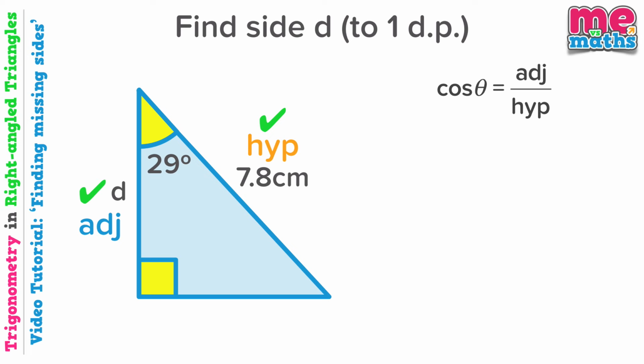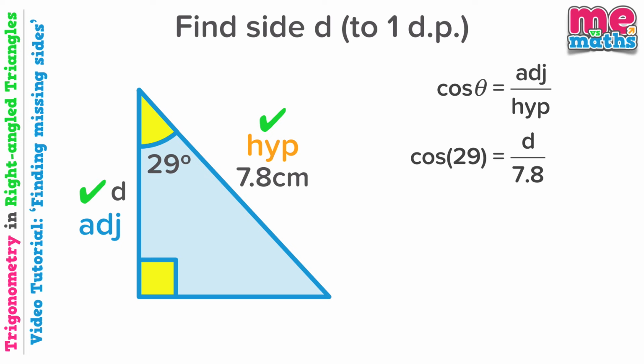Remember, theta is the symbol used to represent our active angle. So in this question, cos theta means cos 29. And that is equal to the adjacent divided by the hypotenuse. So for our triangle, the adjacent is called D, and it's divided by the hypotenuse, which is 7.8.